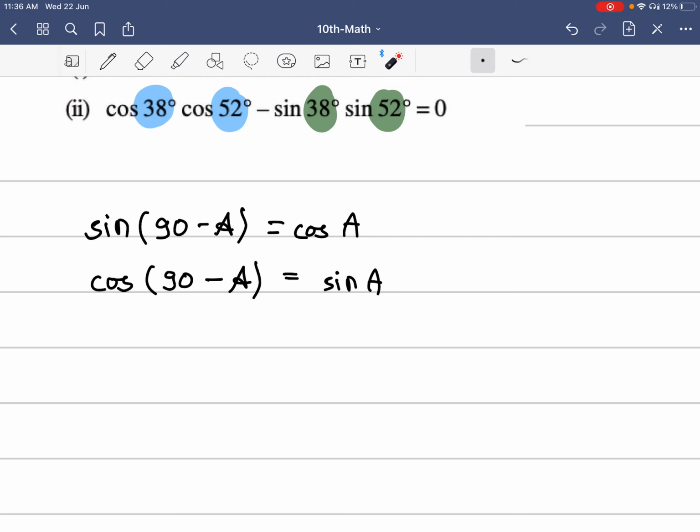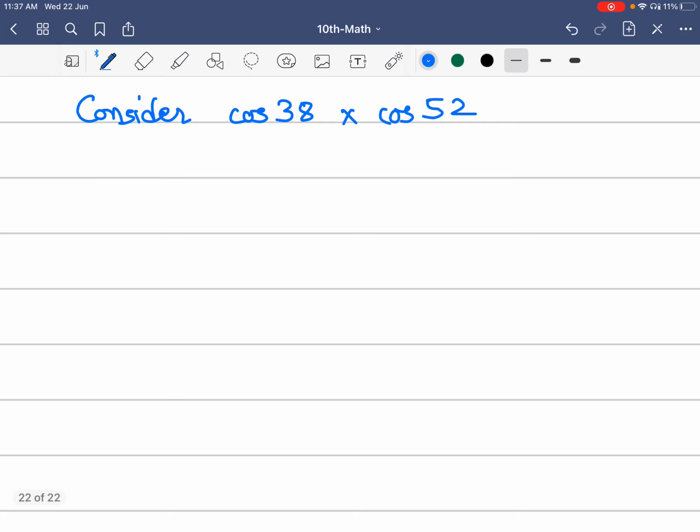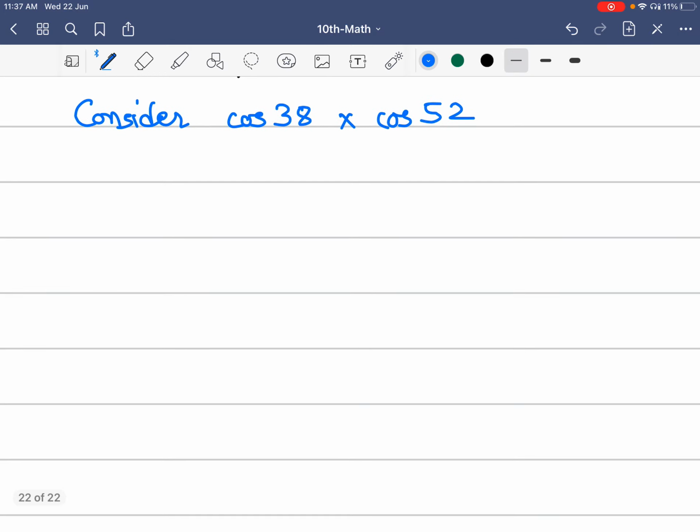So now I'm going to focus on this first term, cos 38 into cos 52, and convert them into sine. And once I convert this expression into sine, then I think that minus this will be equal to 0. So let's try to focus on that. I'm going to just write here, consider cos 38 multiplied by cos 52, and let's try to focus on this itself. So let's convert them into sine.